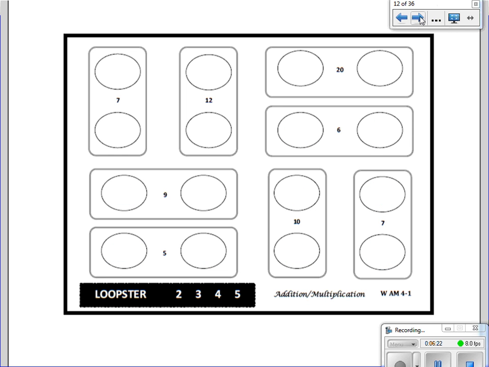Now, it's called all operations. So some of them have combined operations. This one is a 4 by 4, but you can use addition or multiplication. There's other ones that say all operations. You can use all 4 operations, but this one is only the 2, addition and multiplication.